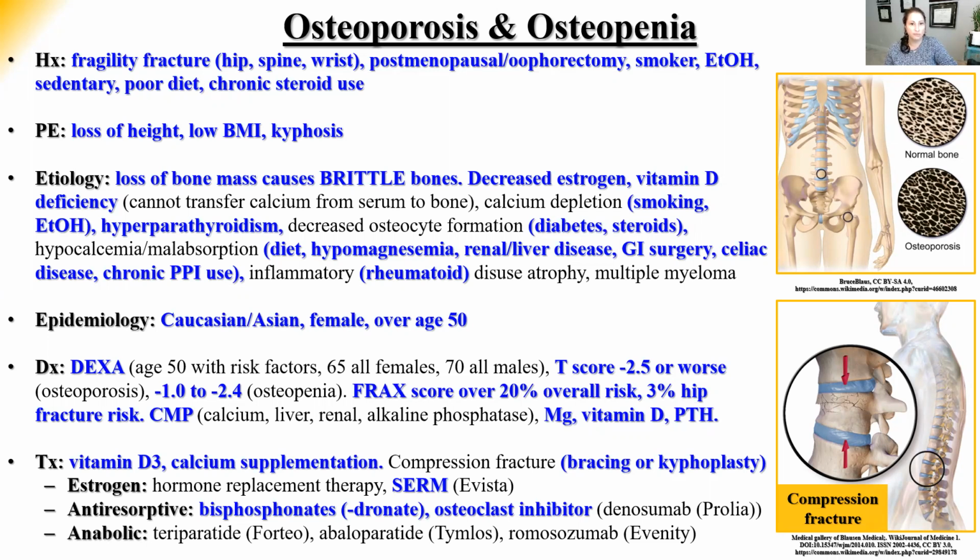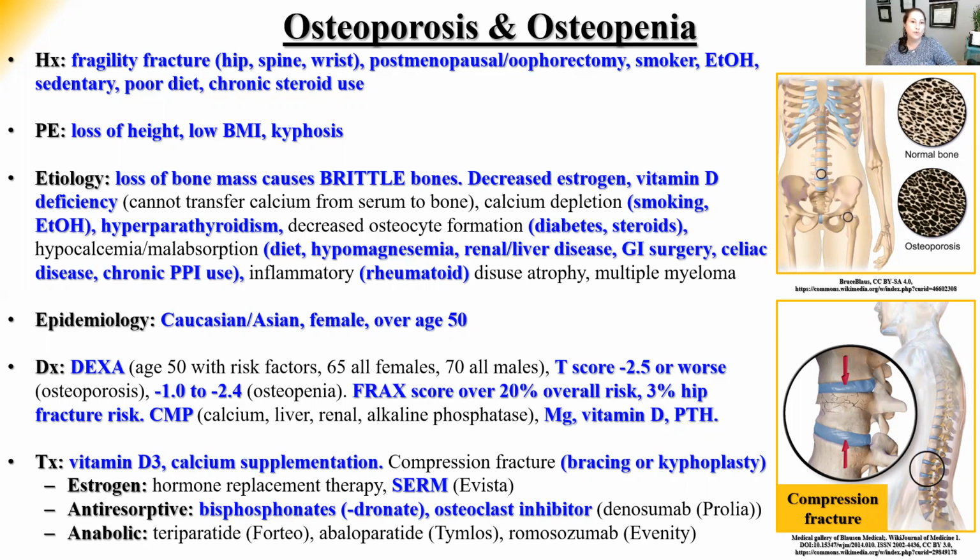The FRAX score is something that can be calculated for patients that don't have a history of fragility fracture, and their T-score is in the osteopenic range. If somebody's over a 20% overall risk for fracture or over a 3% risk for hip fracture, that's considered osteoporosis. In the workup of this patient, you want to look at a CMP looking for calcium levels, liver function, renal function, alkaline phosphatase, look at their magnesium levels, their vitamin D, and their parathyroid hormone.